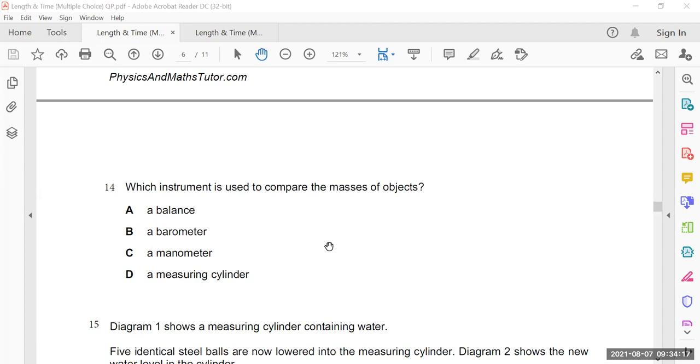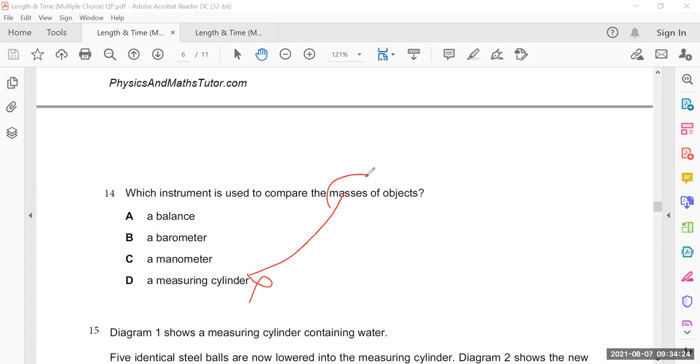Now, let me see the options here. Measuring cylinder. Measuring cylinder is used to measure the volume, so there is no relation to measuring the mass. A manometer is related to measuring the pressure difference in a U-shaped tube. And barometer, this barometer is used to measure the atmospheric pressure. No relation with the mass. And that we have the right answer. Sometimes, children, even if you are not aware of the right answer, you are aware of the wrong answers. So skip the wrong answers and the option which is left, you consider the right answer.